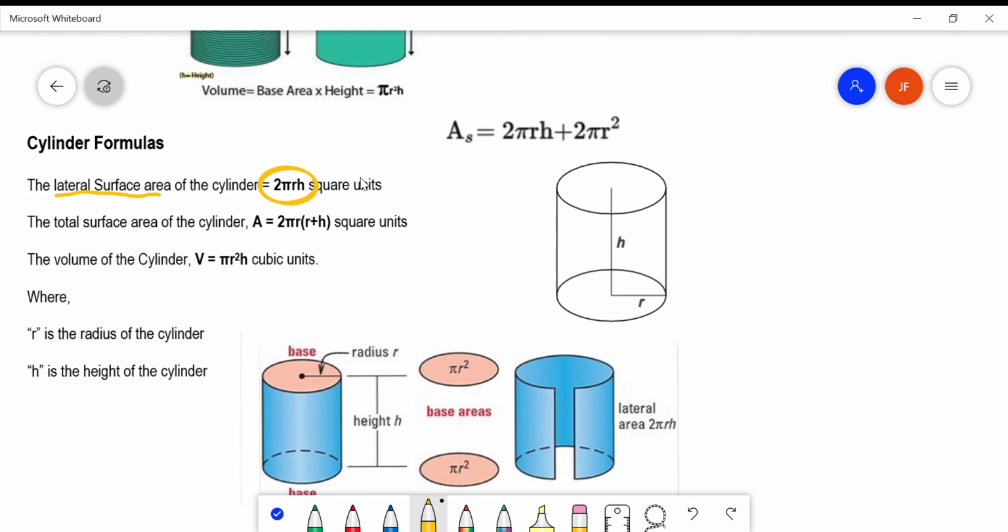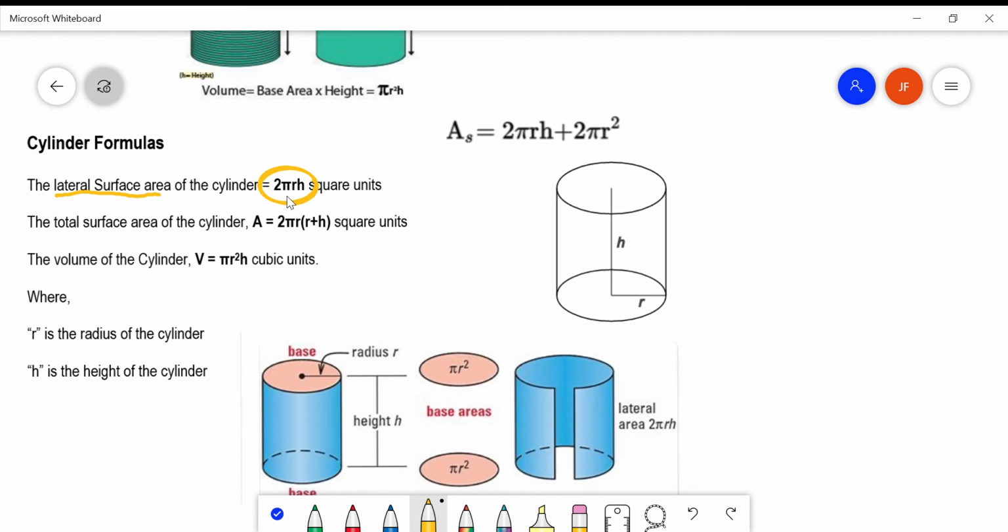where pi is a Greek letter, which is an irrational number approximately equal to 3.1416, and r is the radius of the circle. And h here is the height of the cylinder.